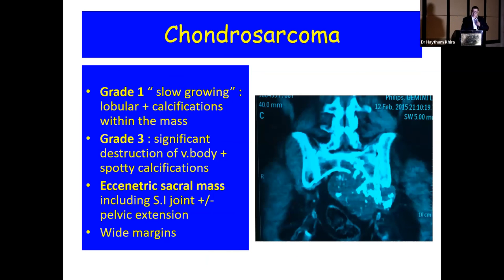الكوندروساركوما من الحاجات من الدفرنشال دايجنوزز للليجنز اللي بتيجي في السكرم، وكاركترستيك ليها الدوتس أوف كالسيفيكيشنز اللي باينة فيها. بيبقى باثوجنومونيك ليها الإكسنتريك سكرال ماس. والرول طبعا أوف كيمو أو راديو فيها قليل جدا، فلازم الوايد ريسكشن.